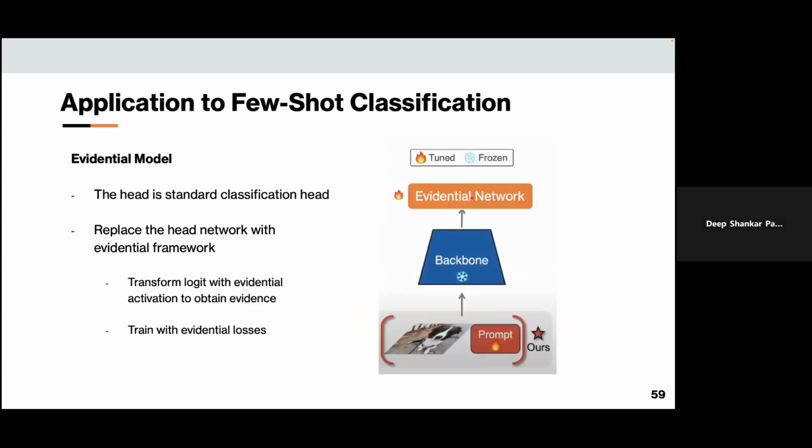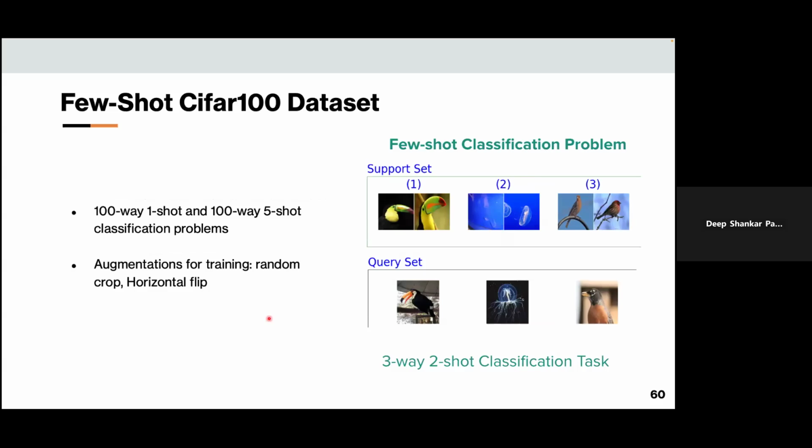We transform this into the evidential model where we replace the head with an evidential head that basically can transform the model's output into evidence, and we train with the evidential losses. We consider the CIFAR-100 data set and challenging 100-way one-shot and 100-way five-shot classification problems. Since this is a few shot classification problem, we also augment the data with some random crop and some horizontal flip.